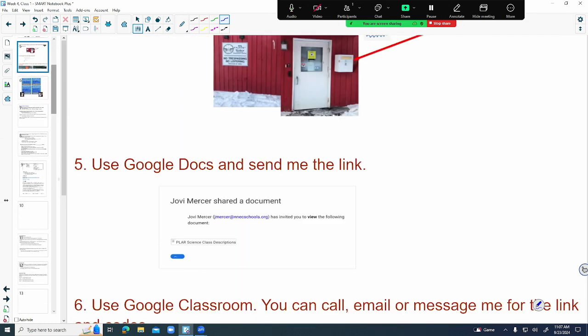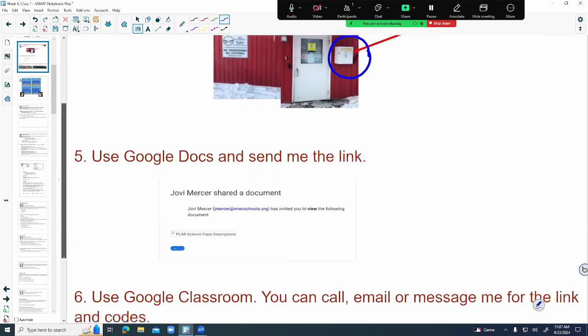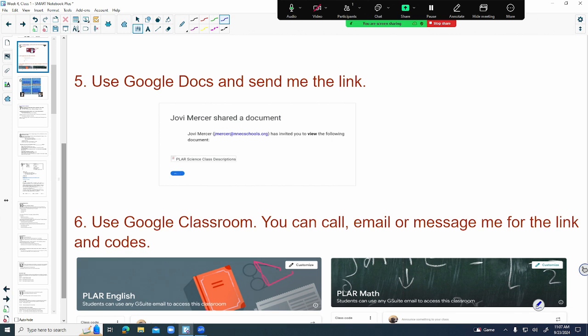Another way is to use our outdoor mailbox. If you live in Sioux Lookout, or you live in the surrounding area and you come to Sioux Lookout for grocery shopping or whatever, you can drop your work off at WASA. There is an outdoor mailbox located on the side of the WASA building next to the door. Or if you come to the front door, knock on the front door, you can give it to our receptionist or someone else who answers the door.